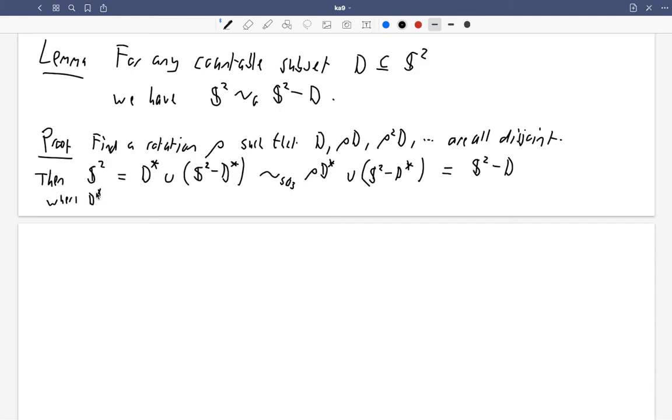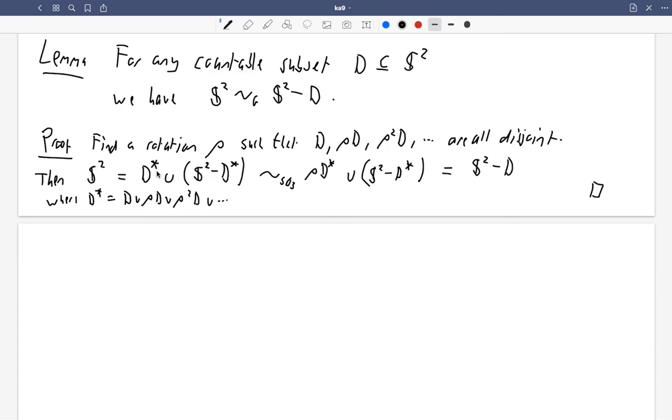Where D star is D union the rotation of D union the rotation squared of D union ... So the point is that here we're showing the equidecomposability. We've divided the sphere into two parts: this countable set that's generated from our countable set by rotating it any number of times, and the rest.